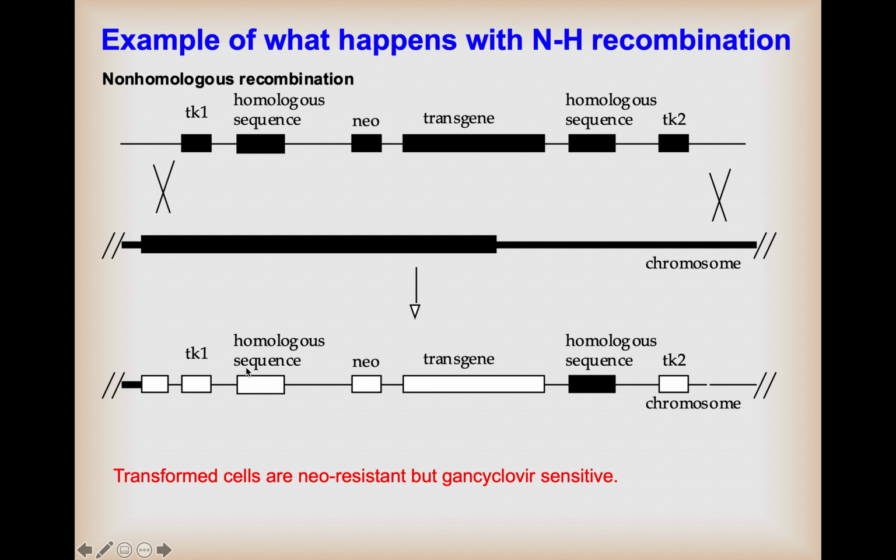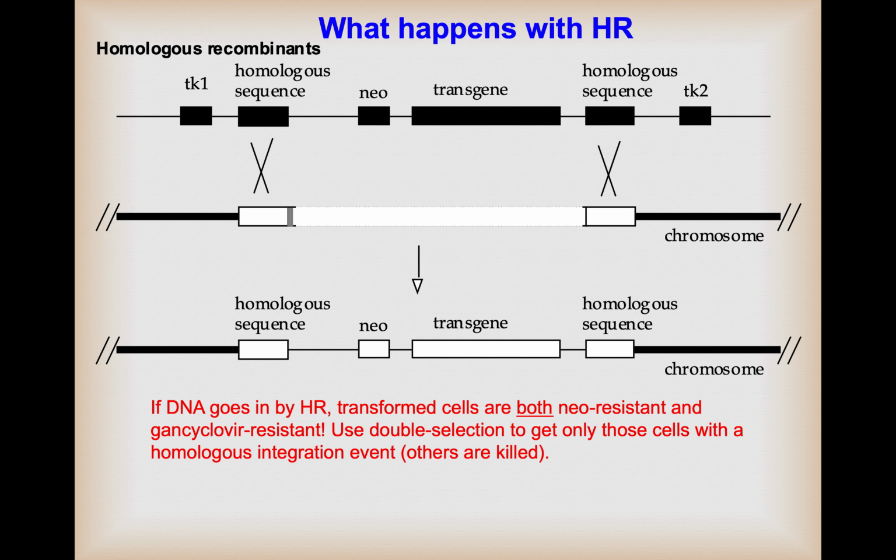So this is what happens when you perform screening. Your transformed cells are neo-resistant because neomycin is there, but they will be ganciclovir sensitive. Why? Because both TK1 and TK2 are there. To make it ganciclovir sensitive, actually only one TK is needed. And you will see it here again in homologous recombination.